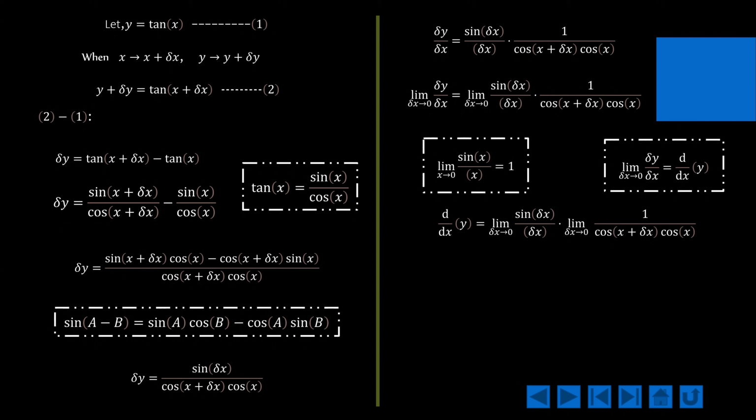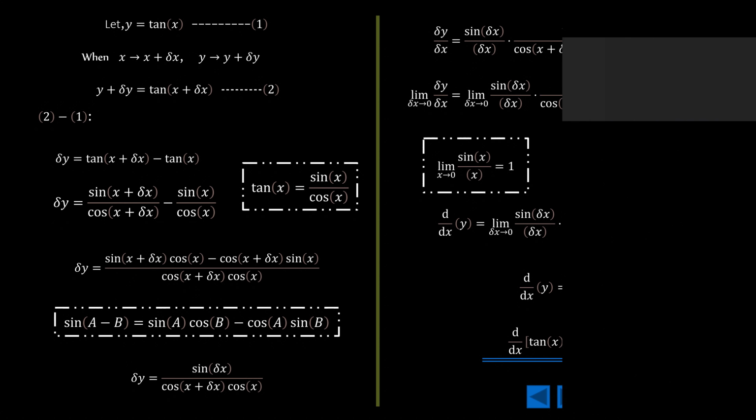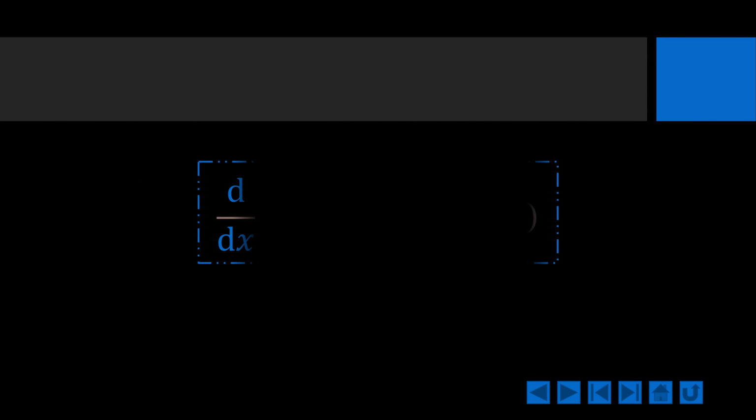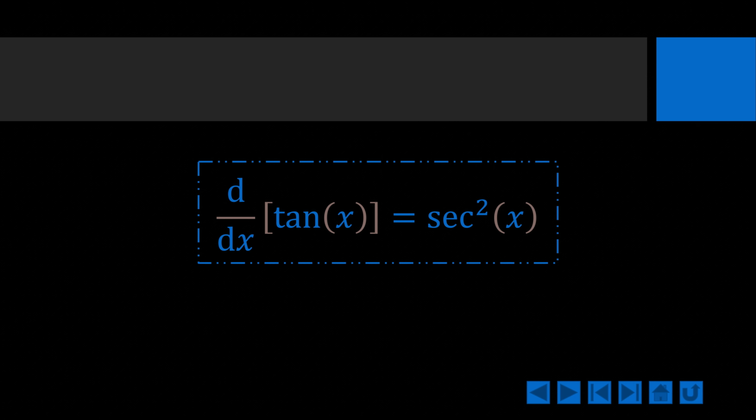Evaluating the limits, our special sine limit evaluates directly to 1. As delta x goes to 0 in the cosine term, the denominator becomes cosine of x times cosine of x, which is cosine squared x. Since 1 over cosine squared x equals secant squared x, we reach our final proof. The derivative of tangent of x with respect to x is exactly secant squared x.